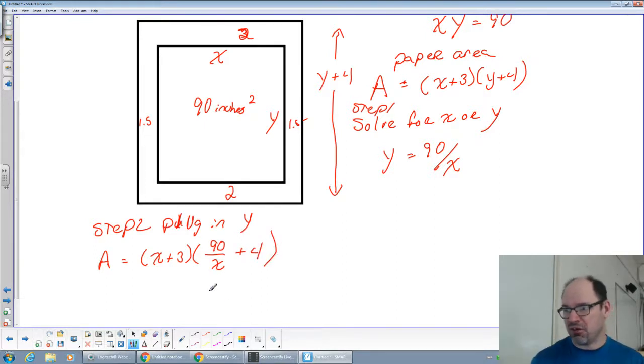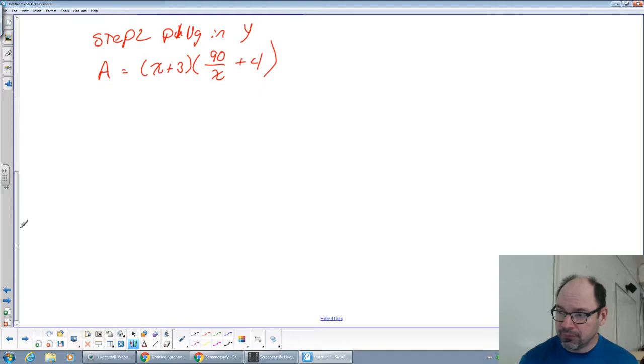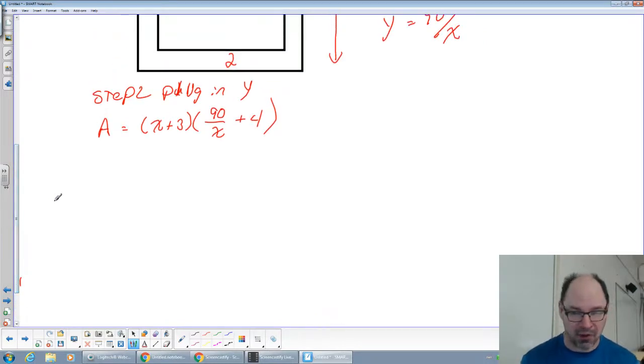Okay, so now we have to do foiling to simplify our area equation for the paper. So X times 90 over X. Okay, you're like, okay, well, I don't know how to do that. Yes, you do. That's just going to be canceling out the X's, right? So X times 90 over X is like 90x over x, which would be 90.